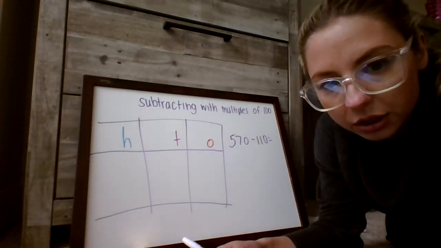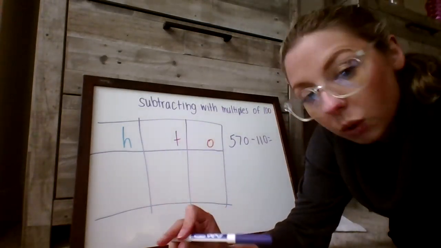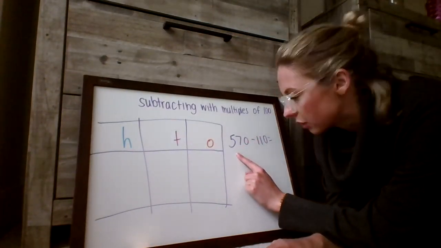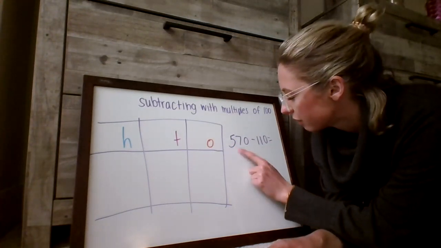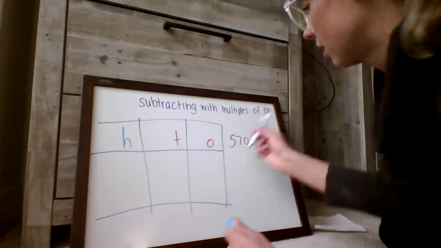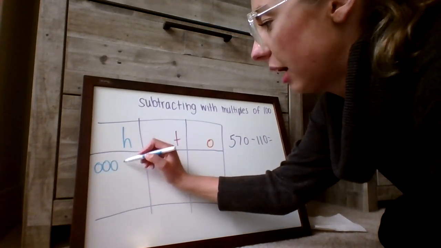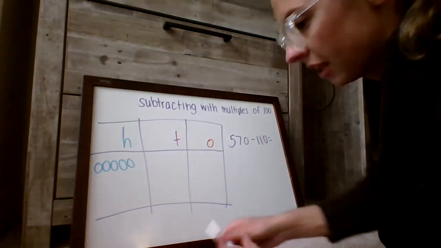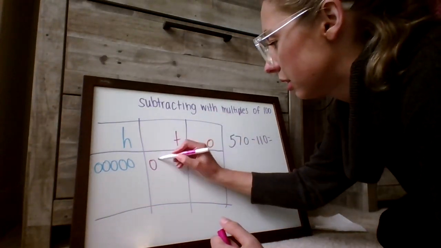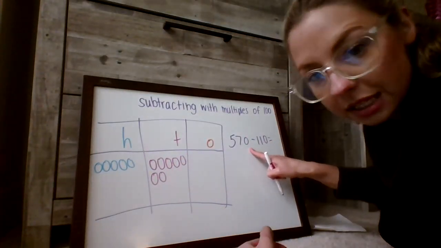We're going to do multiples of 100 as well as some tens. So we're subtracting hundreds and tens. This number sentence right here asks us to subtract 570 minus 110. So let's start by doing that. I'm going to draw 570. Watch. How many hundreds in 500? 5. 1, 2, 3, 4, 5. How many tens? 7. 1, 2, 3, 4, 5, 6, 7. How many ones? 0, right?